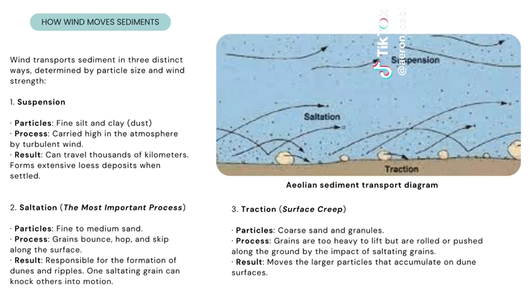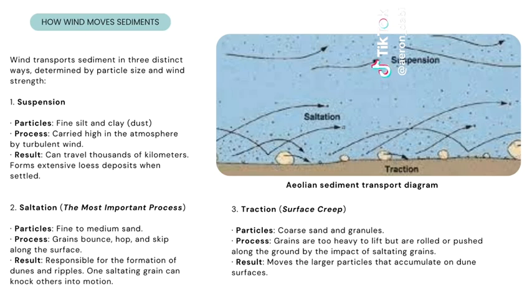Next, we have saltation. Its mechanism is that medium-sized particles are lifted from the surface, bounce or skip through the air for a short distance and then land, often dislodging other particles. Its analogy to water is similar to how pebbles and sand grains are moved along. The result is responsible for the formation of dunes and ripples. One saltation grain can knock others into motion.